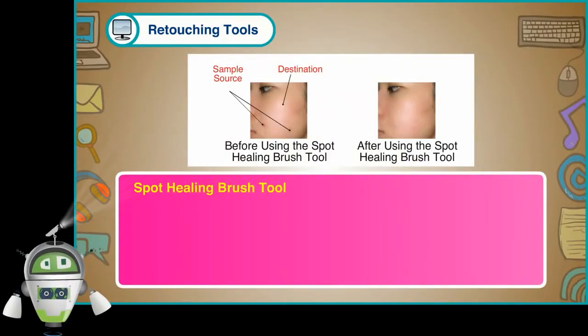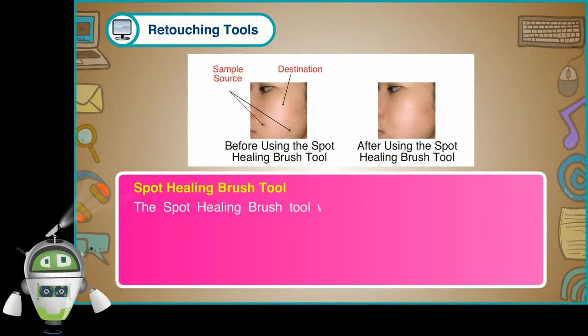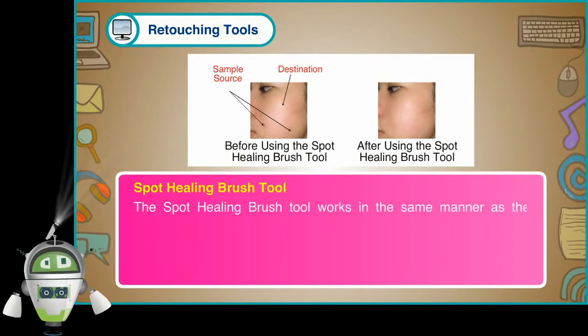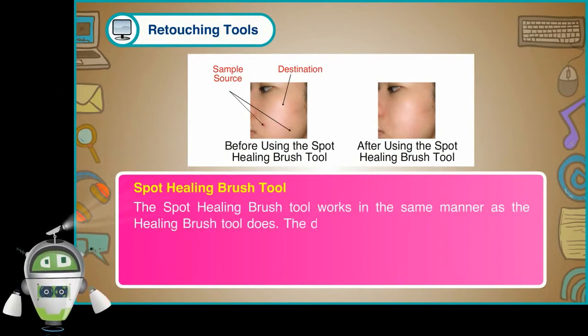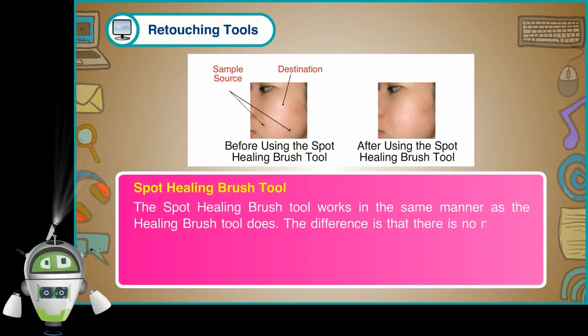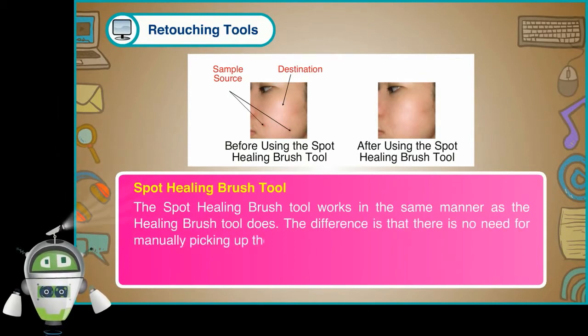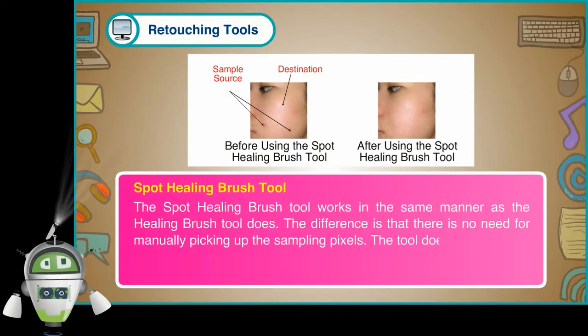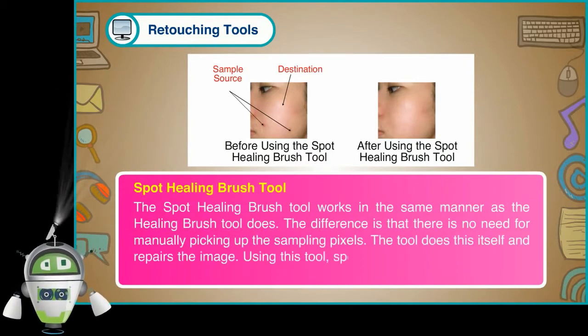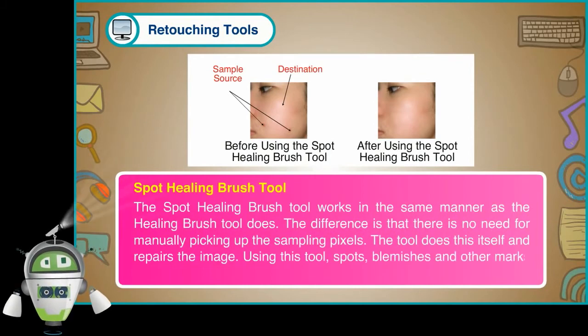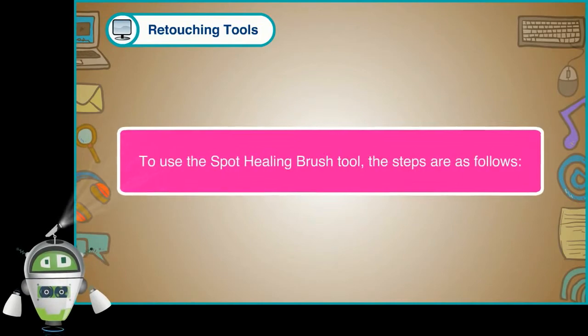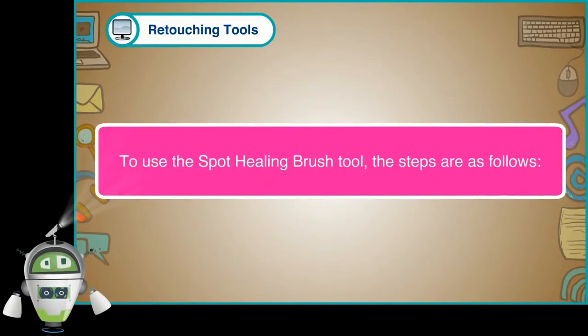Spot Healing Brush tool. The Spot Healing Brush tool works in the same manner as the Healing Brush tool does. The difference is that there is no need for manually picking up the sampling pixels. The tool does this itself and repairs the image. Using this tool, spots, blemishes, and other marks can also be removed. To use the Spot Healing Brush tool, the steps are as follows.